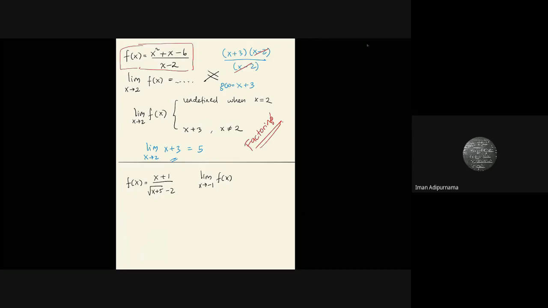But if it is 0 over 0, then you can tweak the function. You can change the form. But remember, when you change the form, it's not the same function as before. It's not the same as the original function. So when you plug in -1, of course, this will be 0 over 0 here.